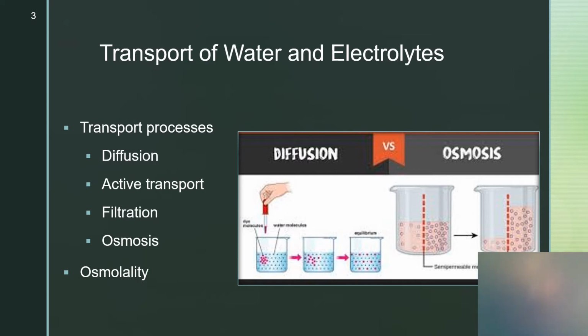Facilitated diffusion requires a carrier molecule to help move the substance. And active transport requires ATP, otherwise known as adenosine triphosphate, to push the substance from an area of low concentration into an area of high concentration.